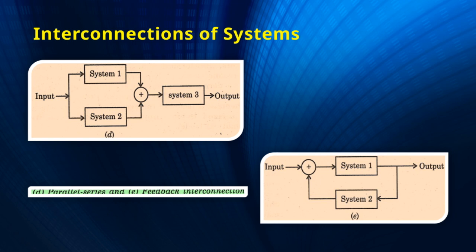Think of it like a network where each node or system communicates with others, exchanging data that helps the whole network perform better. For example, in a smart city, transportation, energy, and communication systems are interconnected to optimize traffic flow, reduce energy consumption, and improve overall quality of life.